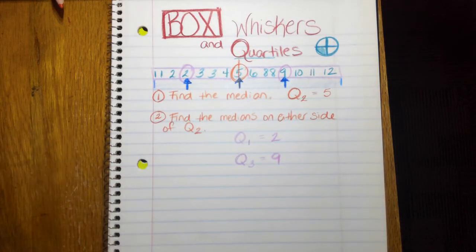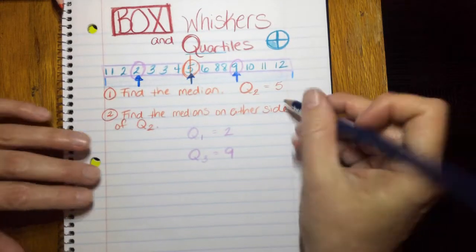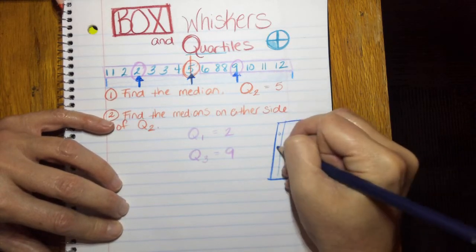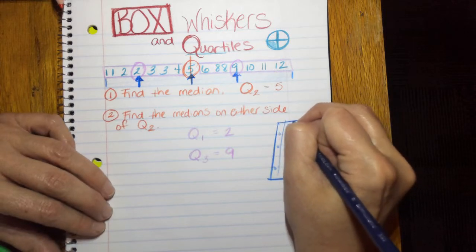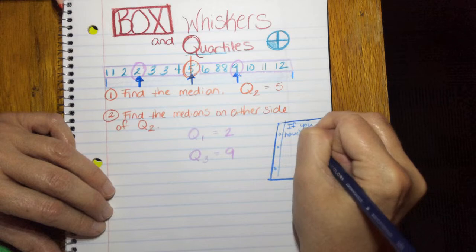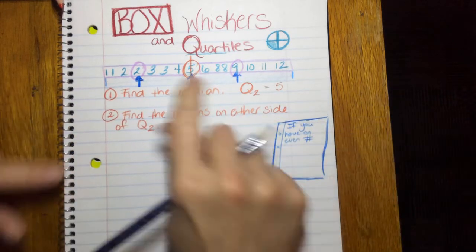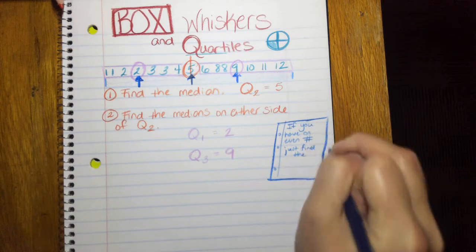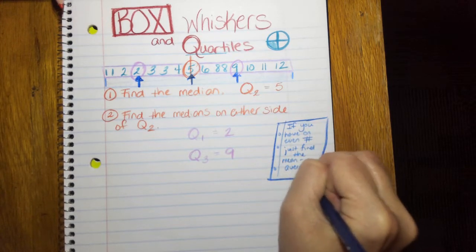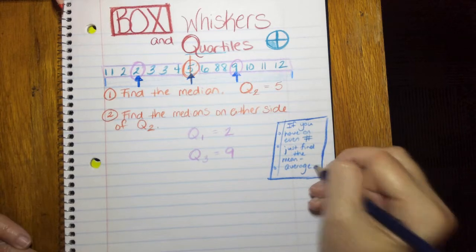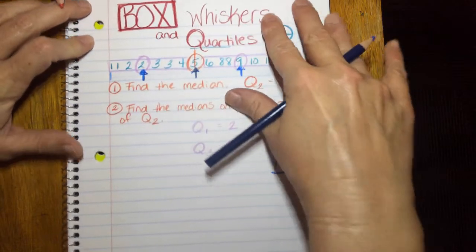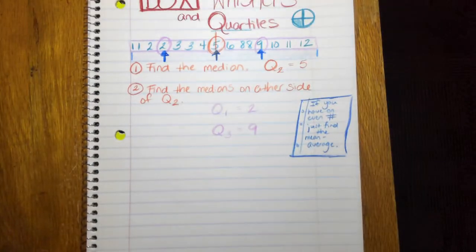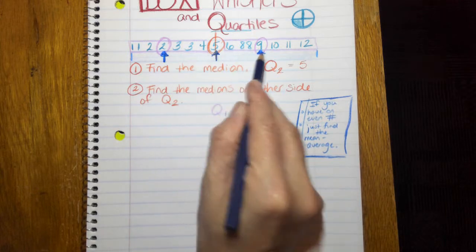So I have now found the medians on either side. A little note to self: if you have an even number, in other words, if there's not a convenient spot right in the middle, you just average. Just find the mean or average. So if you don't have an easy median, remember you are going to be averaging. I may do an example that shows you that here at the end. But for right now, I now have 5 numbers: 1, 2, 5, 9, and 12.